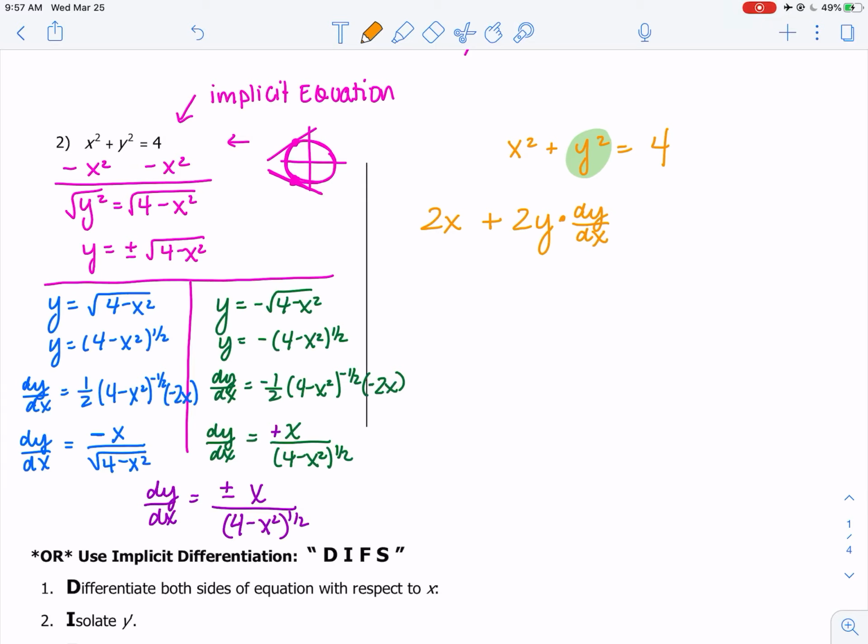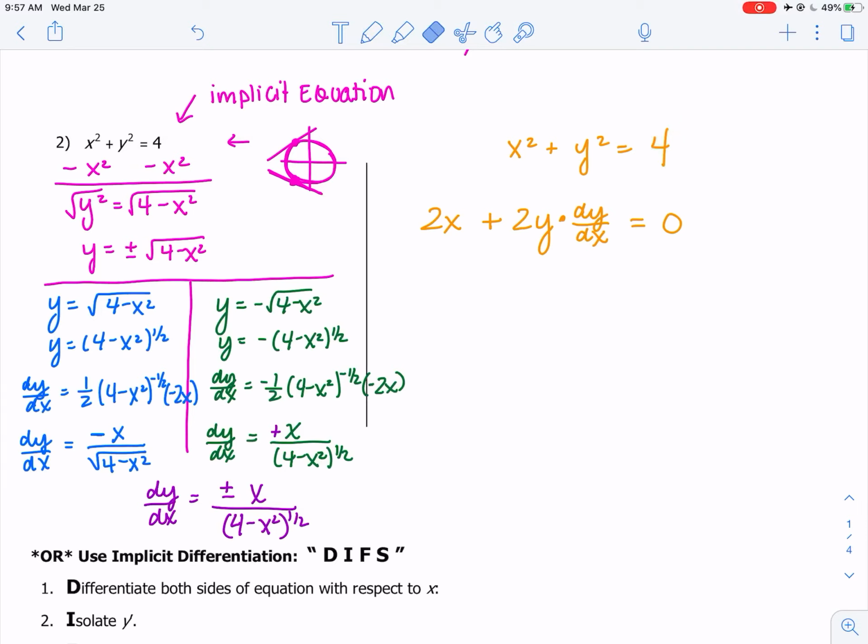Anytime you have a term with a y, you should see dy/dx when you're taking the derivative of that term. You can then finally move on to the last term here, which is your 4, and the derivative of that 4, which is a constant, is just 0.